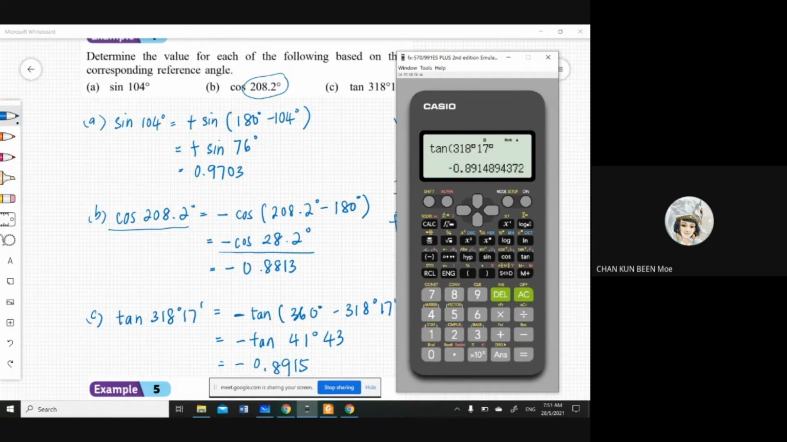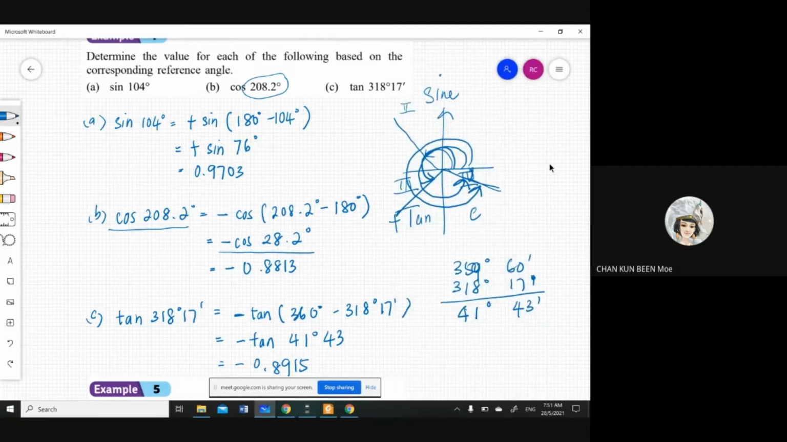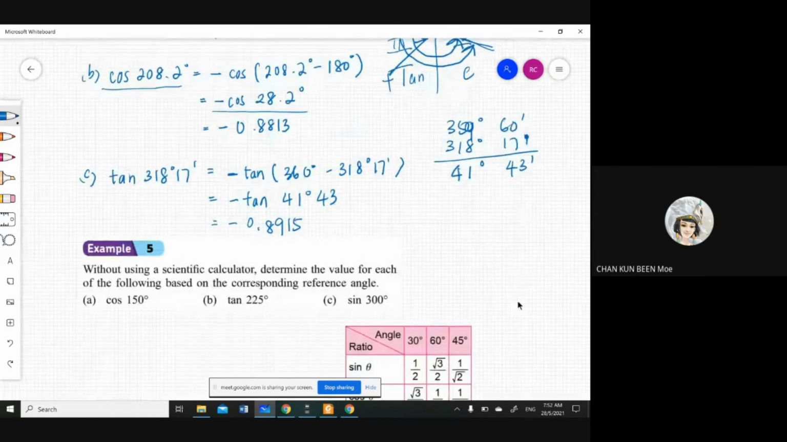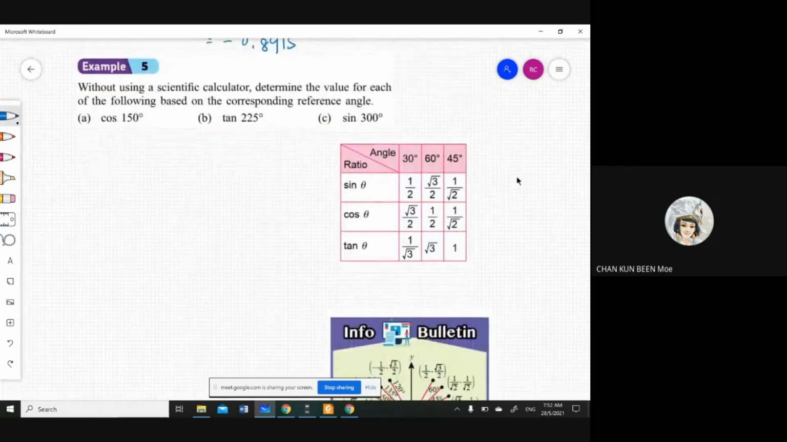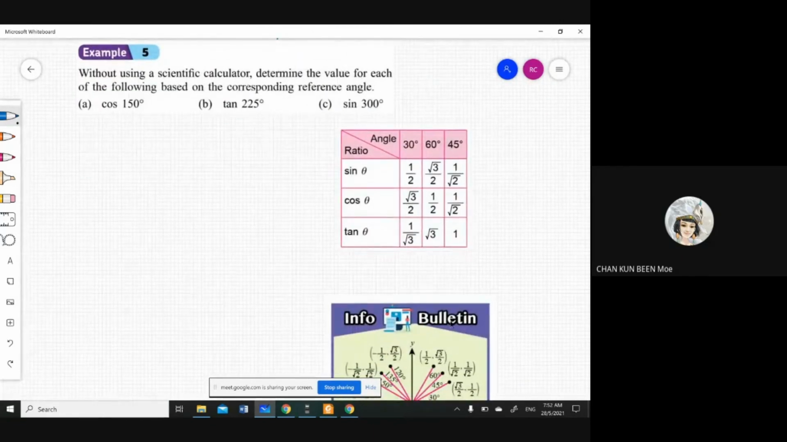Okay, so the value is the same, 0.8915. Okay, you add on now. Do you have any question? So far, no, madam. No, so we will enter into the special angles, that is 30 degree, 45 degree, and 60 degree. Okay, in Form 3, you've already learned this. Do you still remember how to get that?